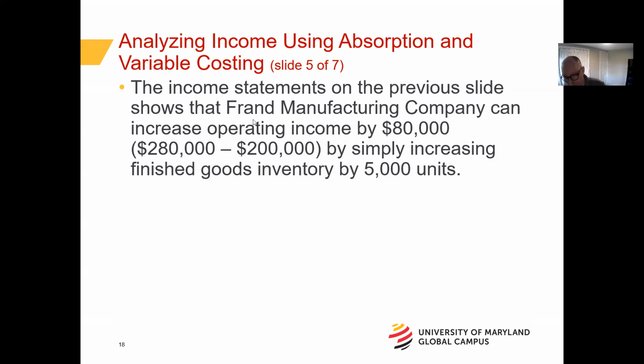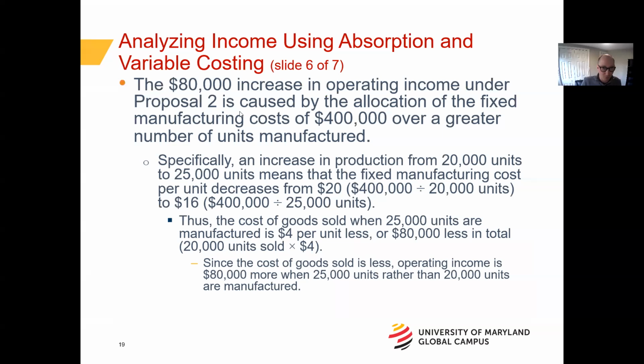So 80,000, okay? Makes great sense. Proposal 2, wonderful option, absolutely. Of course, our manufacturing costs are a little higher. Makes sense because I made more. But there was an $80,000 increase in my operating income. So proposal 2 is probably the one that management would go for if they're simply looking at the absorption costing model.